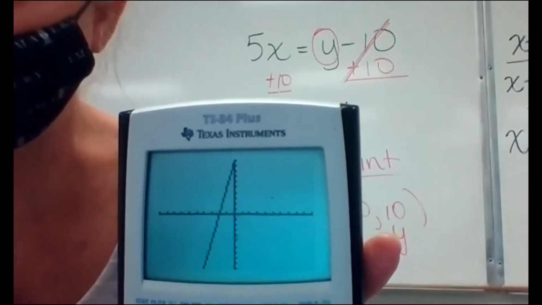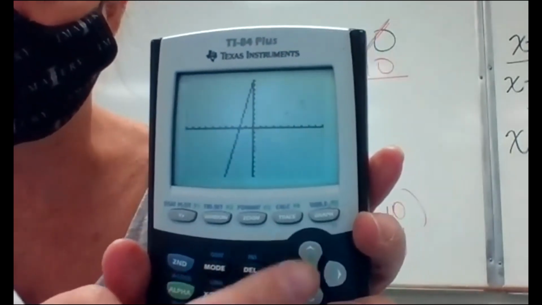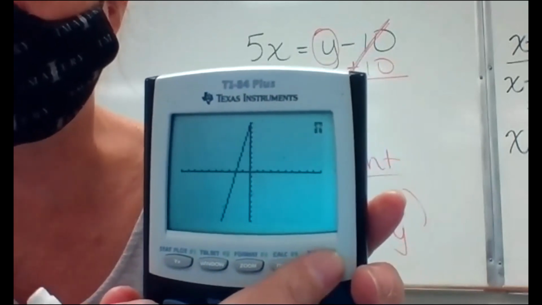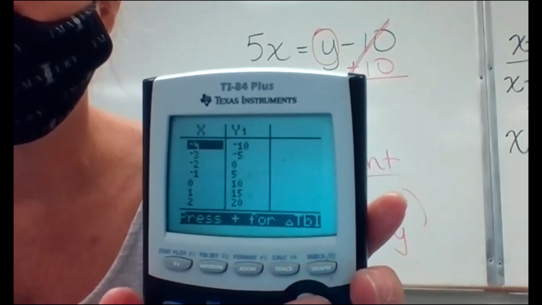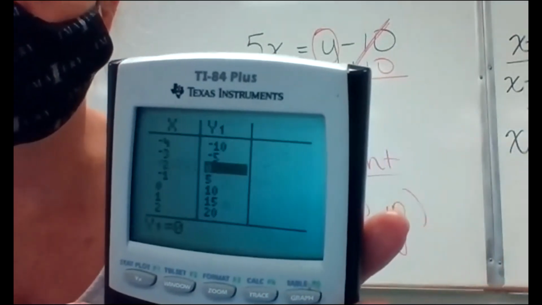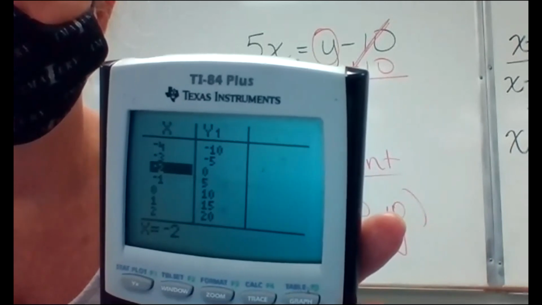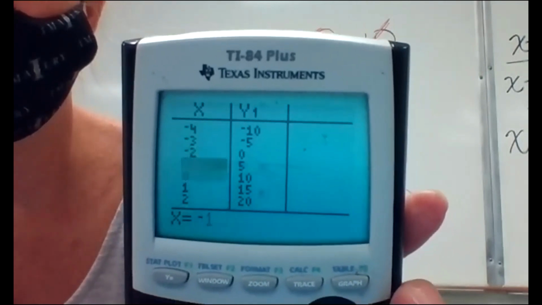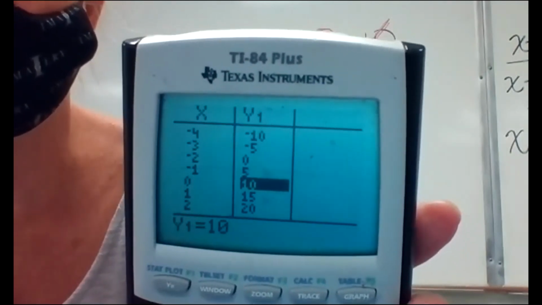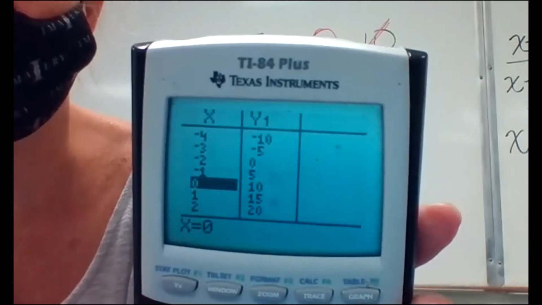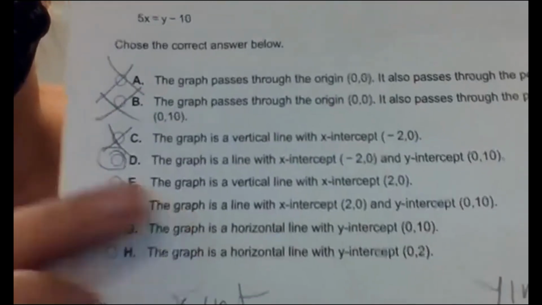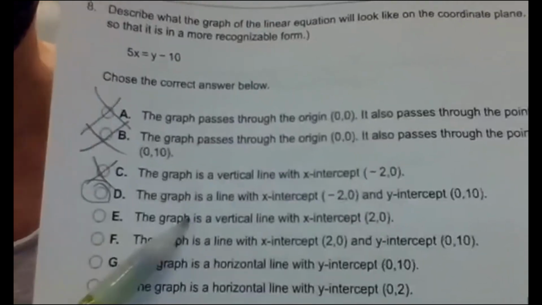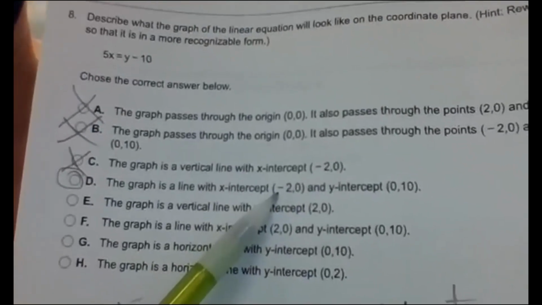If I'm confused, if I'm not 100% sure, where can I go? Second table. Let's look where the y is 0. Look at the x, -2, which means it crosses through the x-axis at -2. So that one's right. Look where the x is 0. Where does it cross through the y? +10. So that is right, which is why it is D. The graph is a line with x-intercept at -2 and y-intercept at 10.